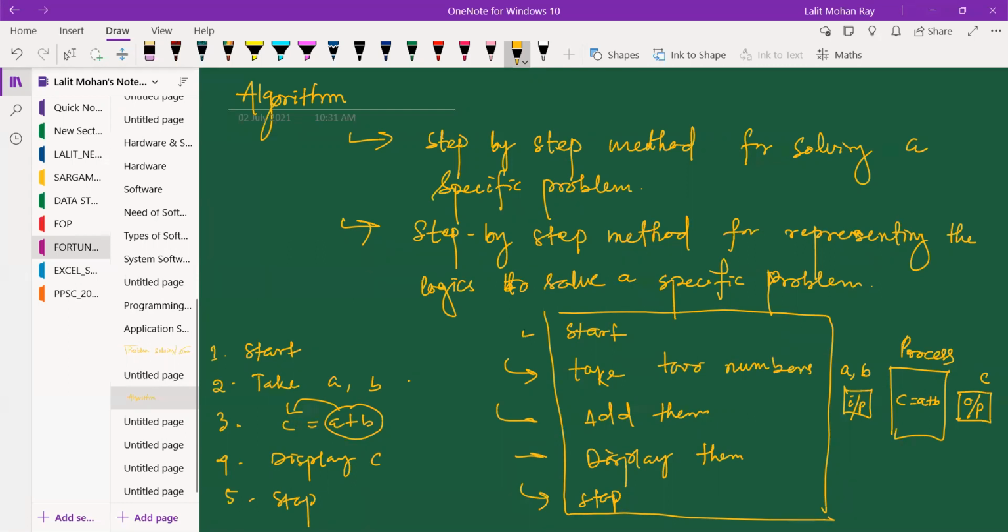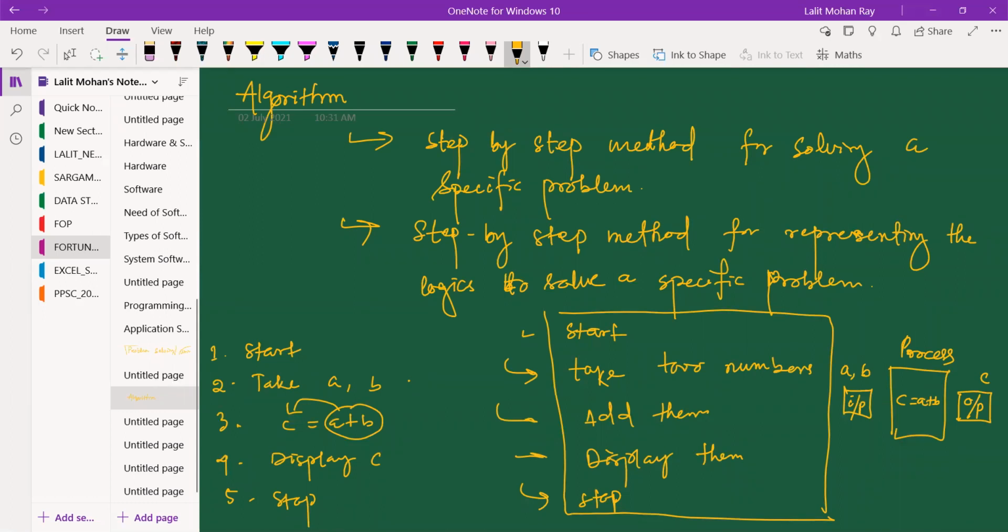Clear? Yes, sir. Very good. Definition of algorithm is clear. Here we are writing the step-by-step statements. We are writing the statements step by step or not? Step 1, step 2, step 3, step 4, step 5. Can we skip any step? Can we interchange any step here?